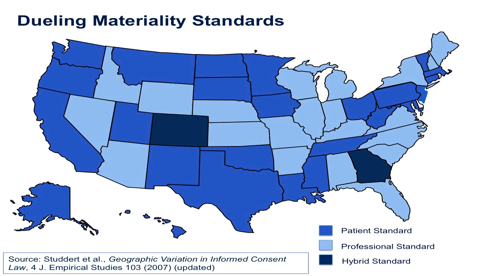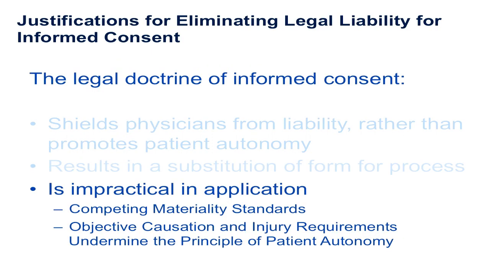Further, the jurisdictional splits regarding the level of disclosure required by a physician may lead to a lack of uniformity in the ability to enforce the legal doctrine of informed consent. So the competing materiality standards, which we talk about in various contexts, where approximately half the states apply a professional standard of disclosure and about half the states apply a reasonable patient standard, may result in unpredictability in one's ability to recover for a failure of informed consent. And it's impractical in application because the objective causation requirement and the injury requirements undermine the principles of patient autonomy, exactly the goal of the informed consent process.